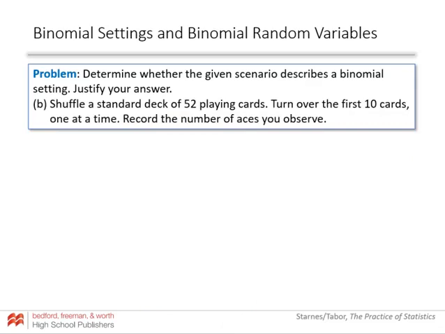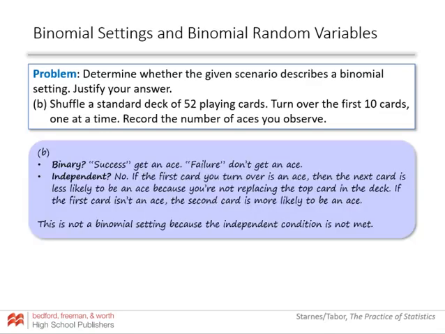All right, here we have another setting. We're going to shuffle a standard deck of 52 cards, and we're going to turn over 10 cards one at a time and record the number of aces. Okay, so let's go through. Binary. Yes, either it's an ace or it's not. Independent. Here's the issue. No. These events are not independent because once I turn over the first card, I have changed all of the probabilities for the next 9 cards. So this would not be a binomial setting.